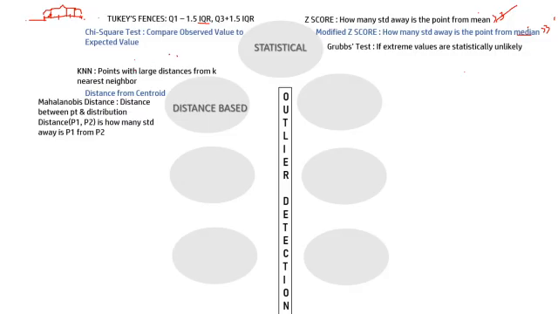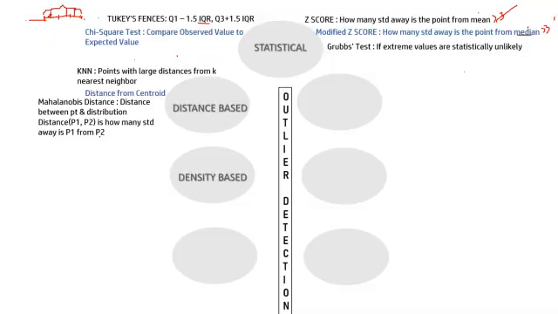Then we have Mahalanobis distance, which is a metric that finds the distance between a point and a distribution. It calculates the distance by considering how many standard deviations away two points are from each other. For example, the distance between P1 and P2 according to Mahalanobis distance will be how many standard deviations away P1 is from P2.